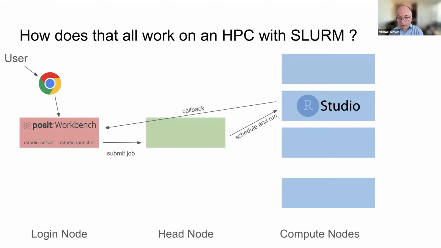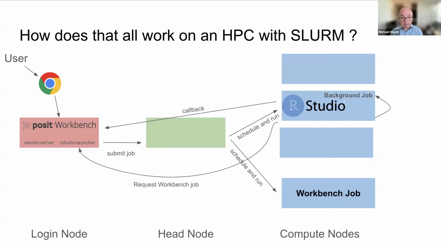However, having a session run on a compute node doesn't connect it to your web browser. So there's a callback happening through the POSIT Workbench server, and your web browser is then using this POSIT Workbench server as a kind of proxy to get through the session output. Physically, however, the RStudio session runs on the compute node, and via this proxy on the Workbench server, you can access that.